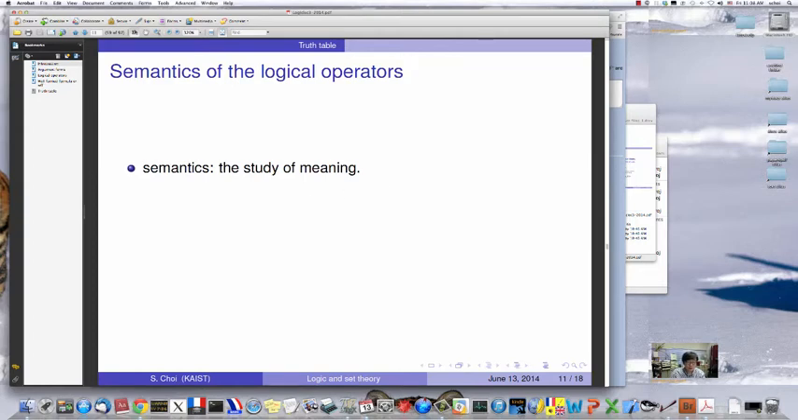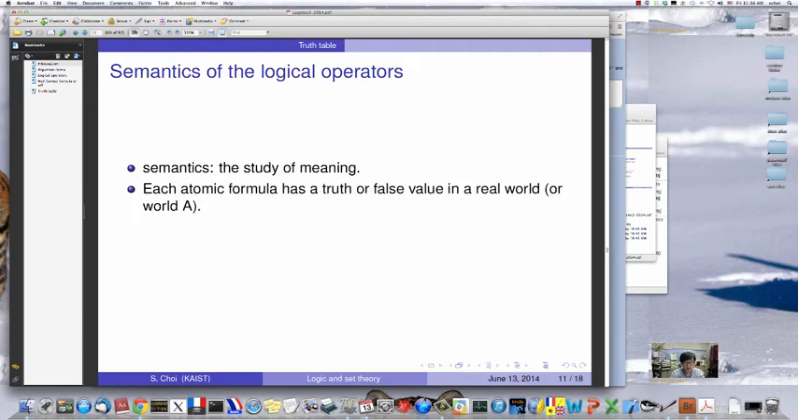Okay, so now we will begin the semantics of logical operators. Semantics means the study of meaning. Each atomic formula has a true or false value in the real world. Not every sentence is true in a world.